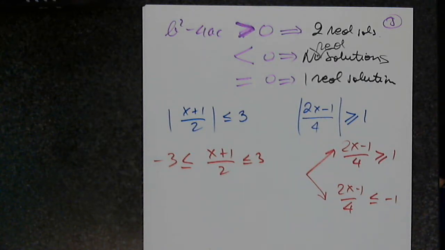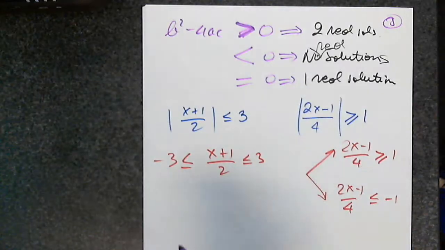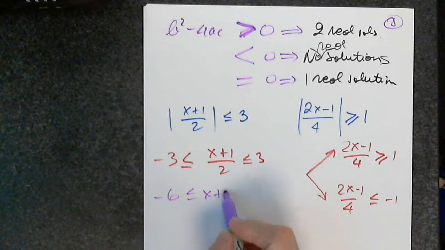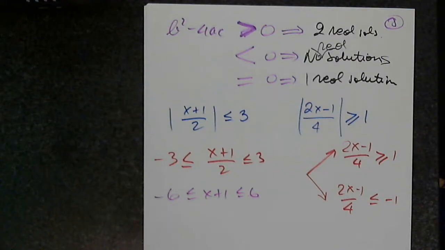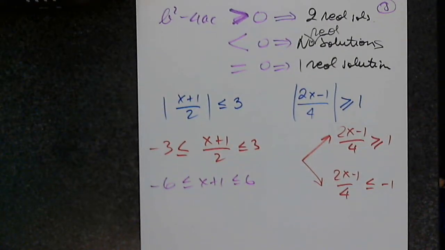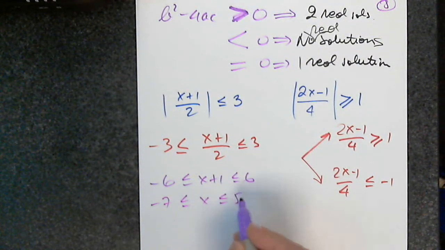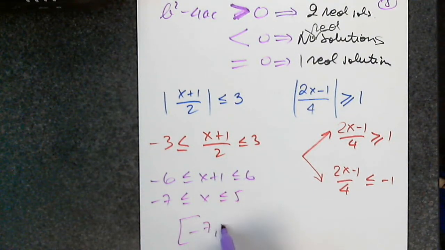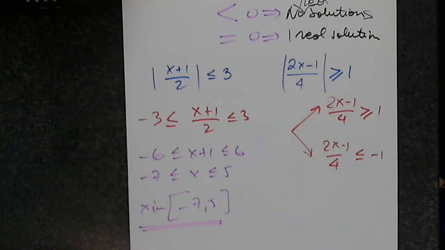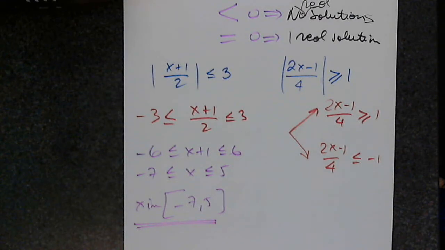So how do I solve the first one? Very good. Negative 6 less than or equal to x plus 1 less than or equal to 6. Very good. Negative 7 less than or equal to x less than or equal to 5. And I'm done. Definitely nothing else needs to be done here. Good. How do I solve the second type?